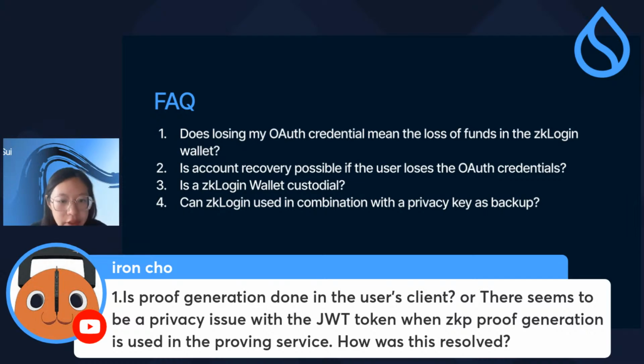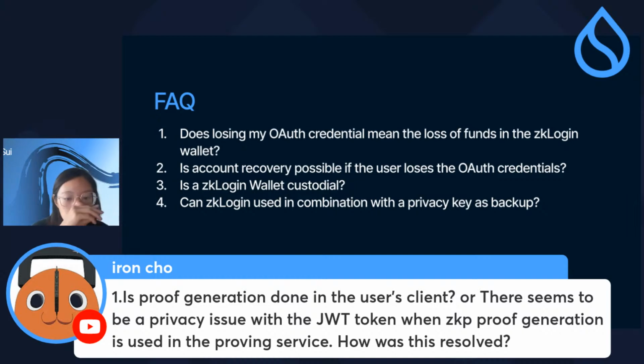Cool. Is the proof generation done in the user client? It's a good question. In the current implementation, we use a proving system called Groth16. It is a proving system that has a really succinct proof. And a trade-off of that proving system is that the proving time can be long. So technically speaking, you can generate the proof anywhere you want. It could be on the user client side. It could be in a WASM running in your browser or anything on the client side.